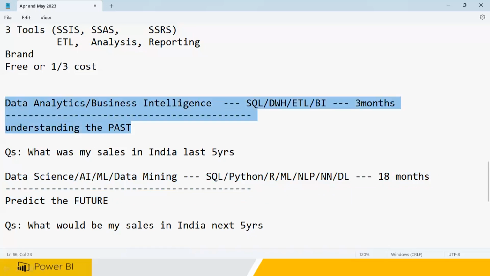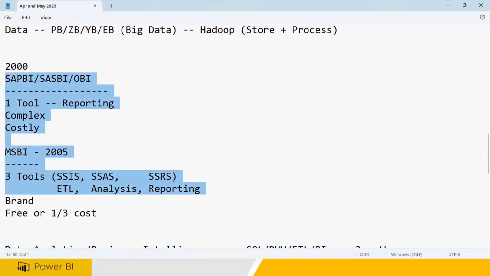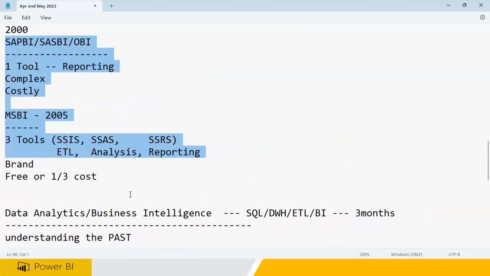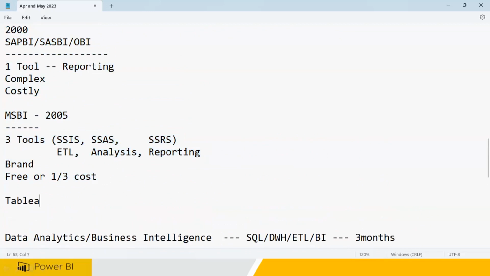Always you can go and create beautiful reports, and this is what is called data intelligence. MSBI completely does this: what were my sales, what were my sales in the last 5 years, last Christmas sales, last Diwali sales, completely understanding the past and what happened recently. After that, there is a company called Tableau. Tableau BI was released, I don't know the exact time, but in 2009 or 2010 it was released into the market.